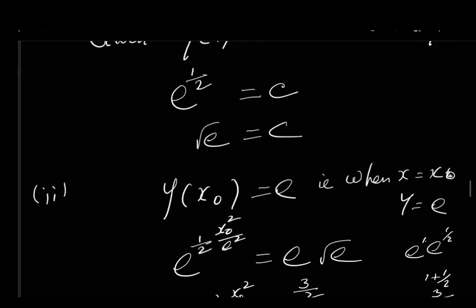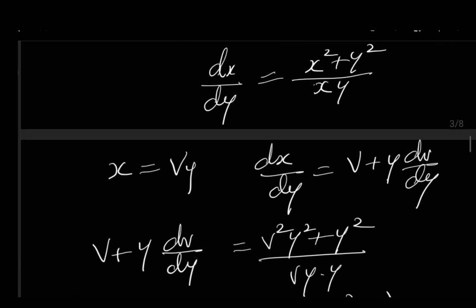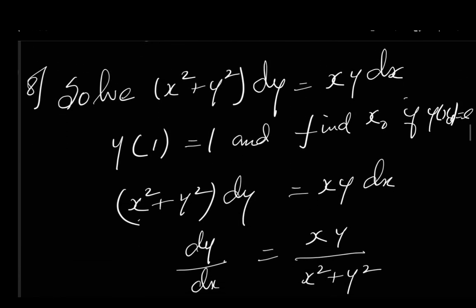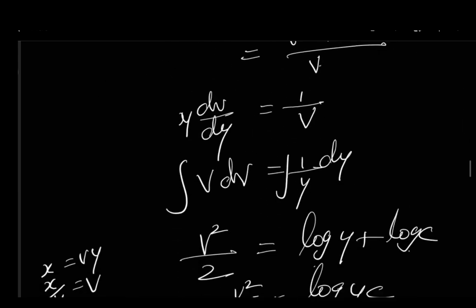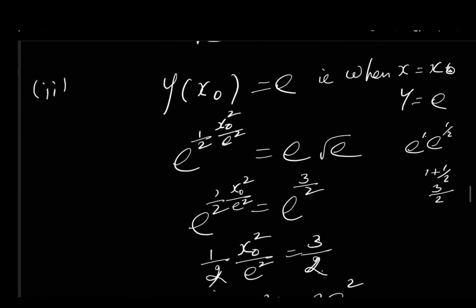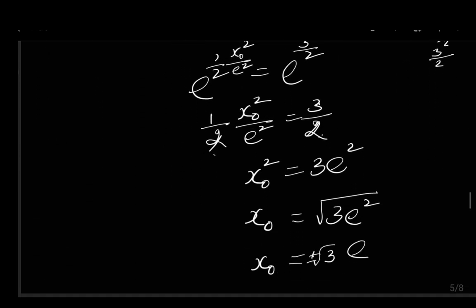This is the answer. Actually our question is find x naught if y of x naught equal to e. So I arrive at the answer x naught is equal to root 3e.